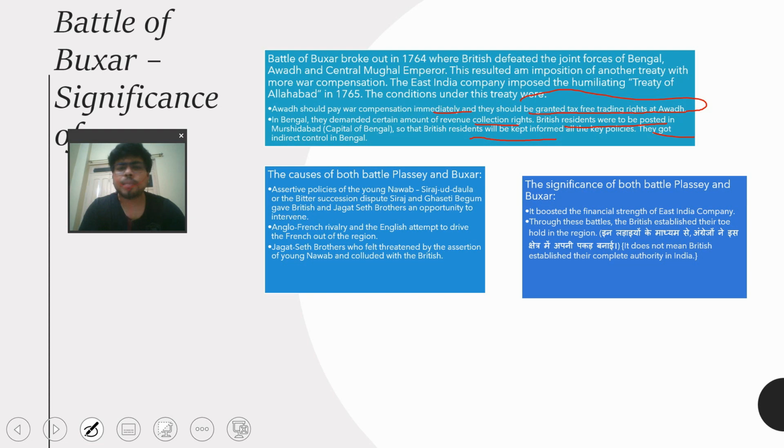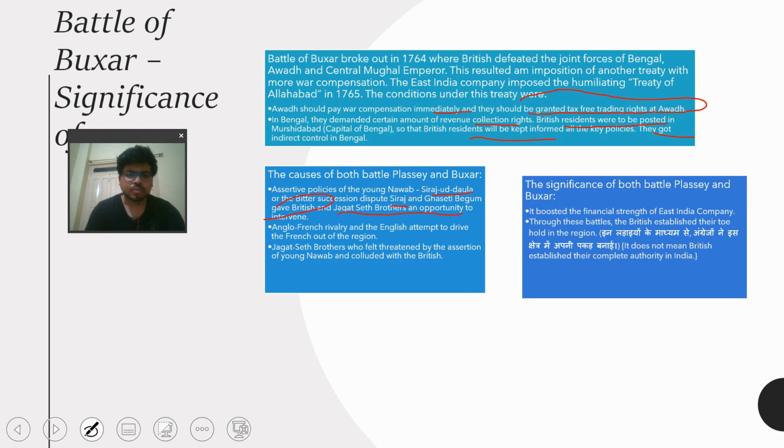What was the cause behind both Plassey and Buxar? The assertive policies of the young Nawab Sirajuddaulah, and the bitter dispute between Siraj and Ghaseti Begum, gave the British and the Jagat Seth brothers an opportunity to intervene. The two Jagat Seth brothers conspired, and they brought Ghaseti Begum's outside people to their side, and this led to a war. That's why during the fight, most of the military people backed out.